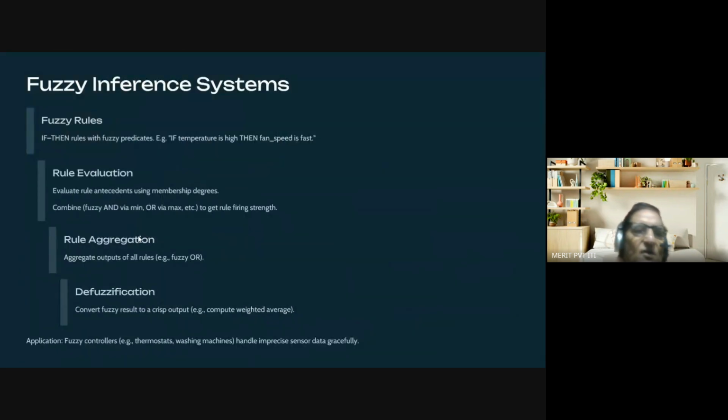Okay, fuzzy rules done: if-then, for example, if temperature is high then fan speed is fast. Rule evaluation: evaluate rule antecedent using membership degrees, combine fuzzy AND by a minimum or by a maximum, etc., to get rule firing strength. Rule aggregation: aggregate the output of all rules, for example fuzzy OR. Defuzzification: converting fuzzy results to a crisp output, for example, weighted average.